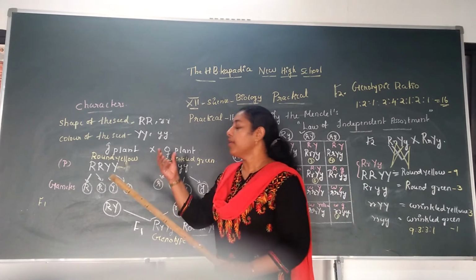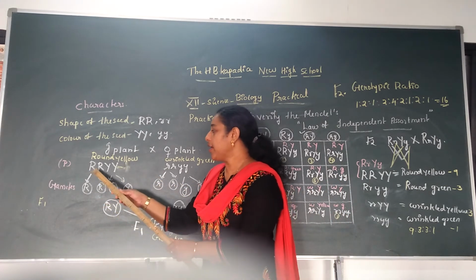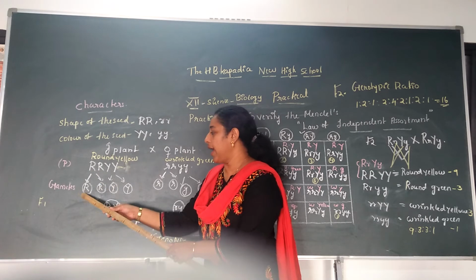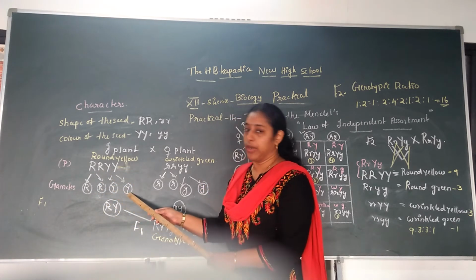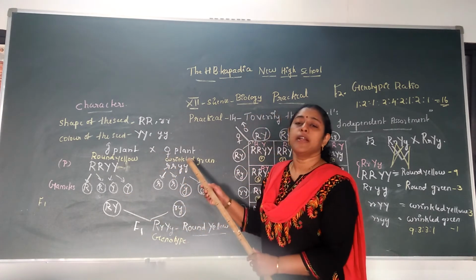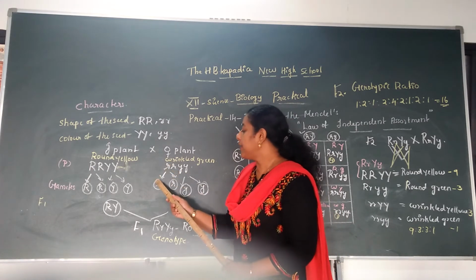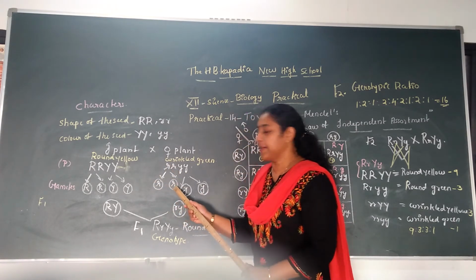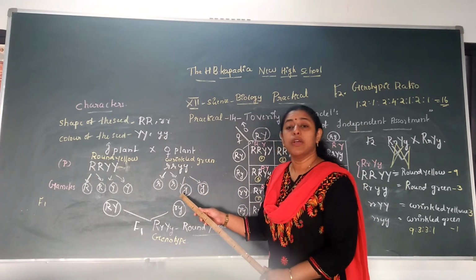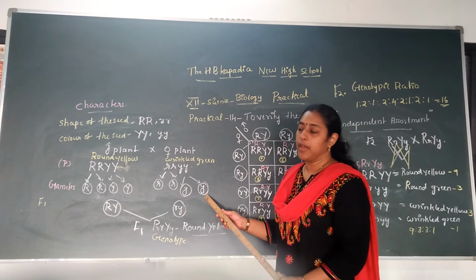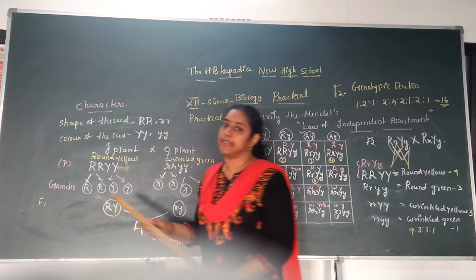Now, what about the breeding? During gamete formation, capital R, capital R is split into R and R, and capital Y, capital Y is split into Y and Y. The same thing happens in the female plant. The small r, small r, that is wrinkled, is split into small r and small r. And small y, small y splits into small y and small y. So these are the gametes. You can see that the gametes have to be encircled.